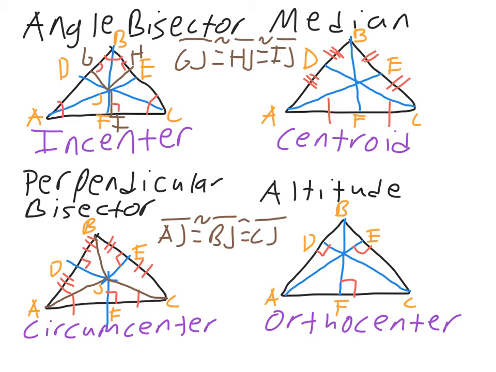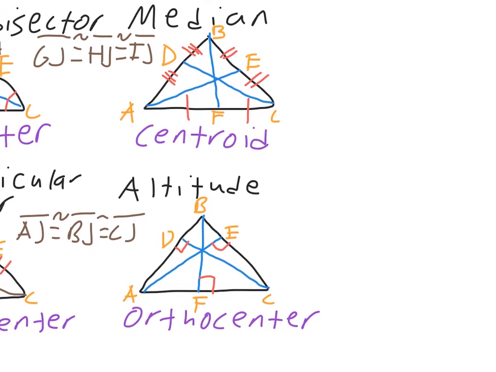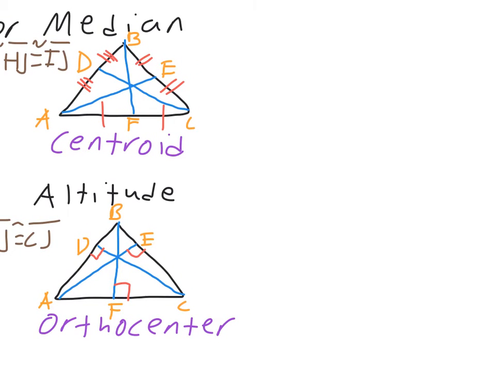Alright, so the last one I want to talk about is the centroid. I'm not talking about the orthocenter because there's not any special properties about it, at least none that I want to talk about. So I'll move this over so we can get a little bit more room. The centroid is a little bit different than the other two that we talked about. The centroid actually talks about the measures of the medians. So again, let's just call our center J.